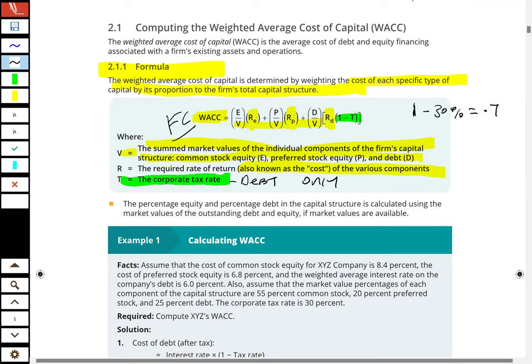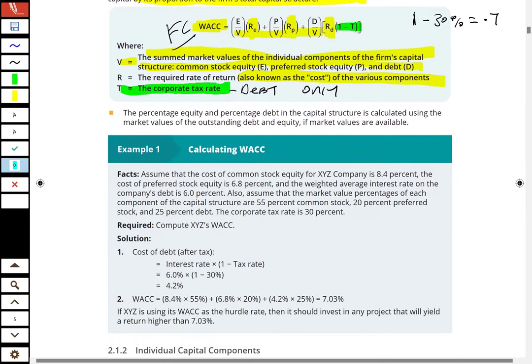Okay. And then in this particular example, they give us the parts for each one of these. Now, we're going to see here in a little while how to calculate these different costs, but here they go ahead and give this to us. So they say, assume the cost of common stock equity is 8.4%. So they give us that cost. The cost of preferred stock is 6.8%. And the weighted average interest rate on the company's debt, okay, is going to be 6%. Okay. And then they tell us also assume that the market value percentages of each component, so they give us the components here, are 55% common stock, 20% preferred stock, and 25% debt.